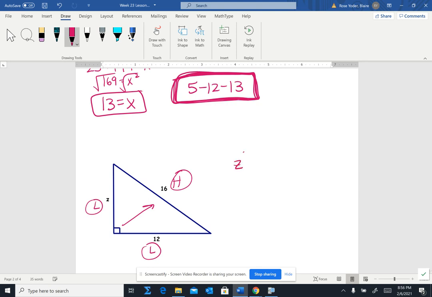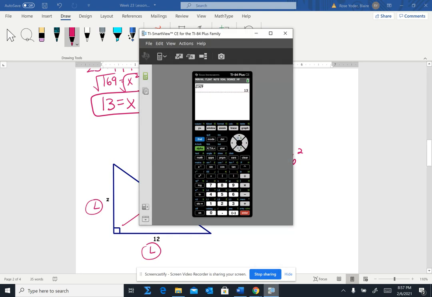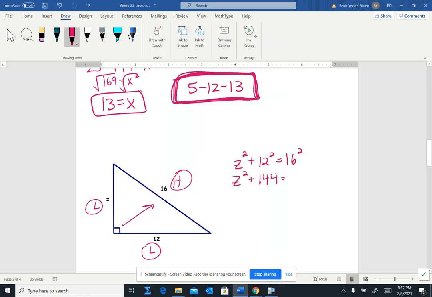So I'm going to go z squared plus 12 squared equals 16 squared. 12 squared is 12 times 12, which is 144. And then 16 squared, we can do that in our calculator. Go either 16 squared or 16 times 16. It's 256.